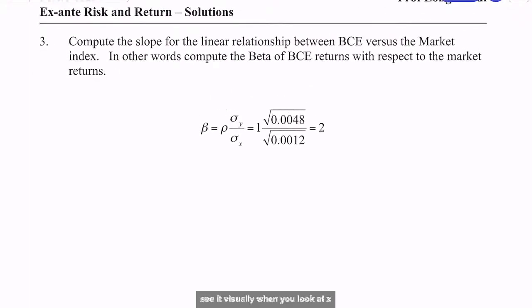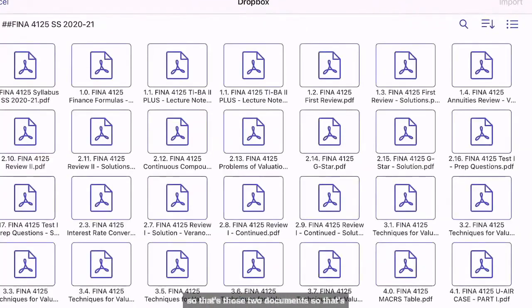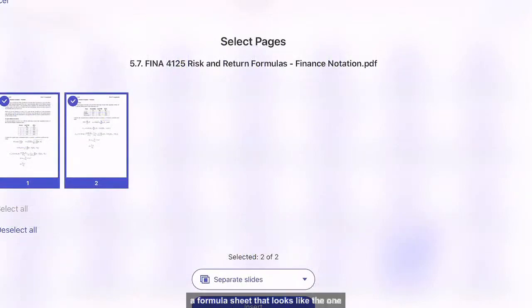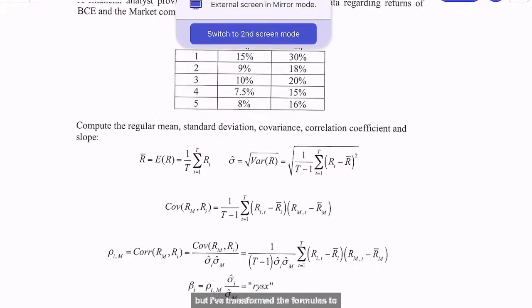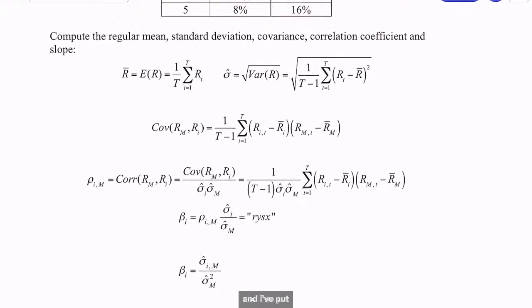Now you can't see it visually when you look at ex ante data, but you can calculate it. It turns out to be 2 as well. Same interpretation of sensitivity. So that's those two documents, 5.5 and 5.6, and that brings us to a formula sheet that looks like the one we've already seen, but I've transformed the formulas to look like finance formulas rather than statistics formulas, and I've put R's in here for return. So you'll see these formulas, don't be intimidated by them.